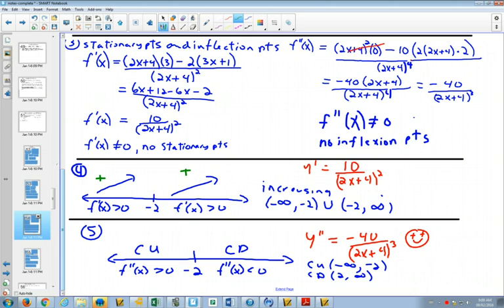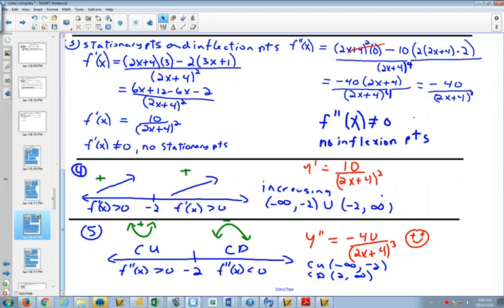And same thing with our second derivative. We can check before and after negative 2 to find out where things are concave up and where things are concave down.